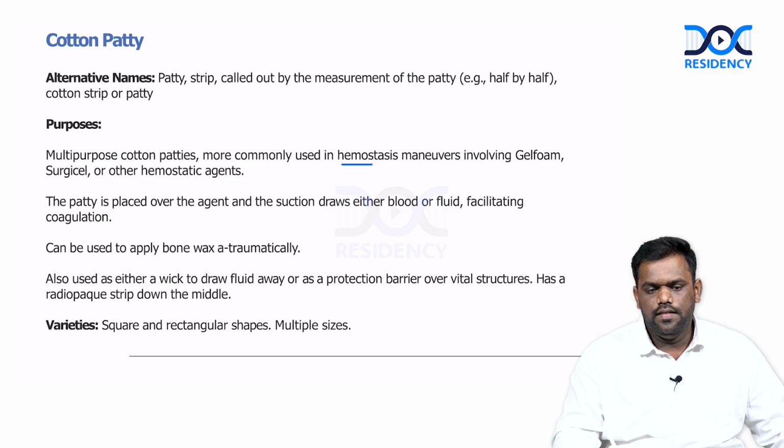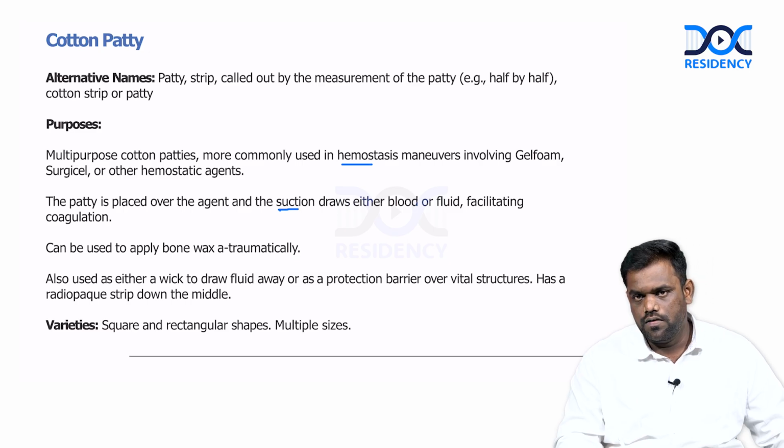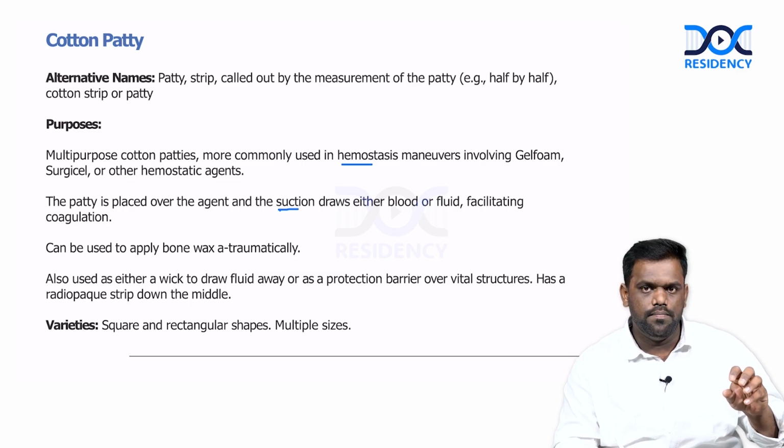This involves Gelfoam, Surgicel, or another hemostatic agent. The patty is placed over the agent, and then suction draws blood or fluid, facilitating coagulation. We can't directly suck the blood or fluid present on the cortical surface, because the suction will suck the brain tissue also.